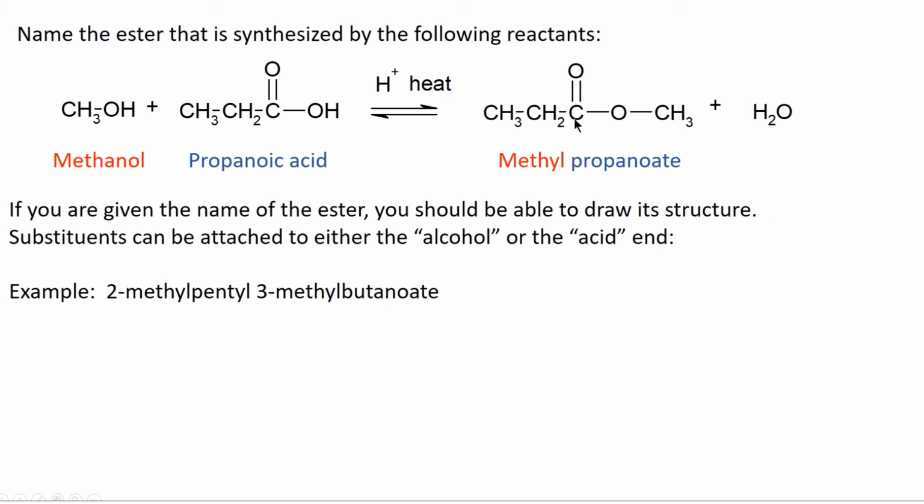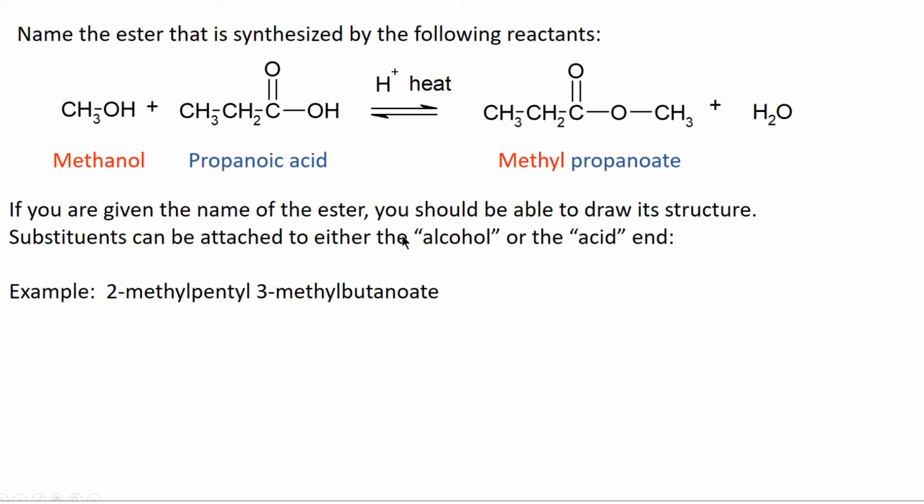Then, after naming your highest priority part, you're going to add in your branches. The branch on this is a methyl group, because it came from methanol, and then we lose water in the process. Again, heat and an acid catalyst, but you don't see an extra hydrogen here, and you don't see heat over here. So if you're given the name of the ester, you should be able to draw its structure, where the substituents can be attached to either the alcohol or the acid end.